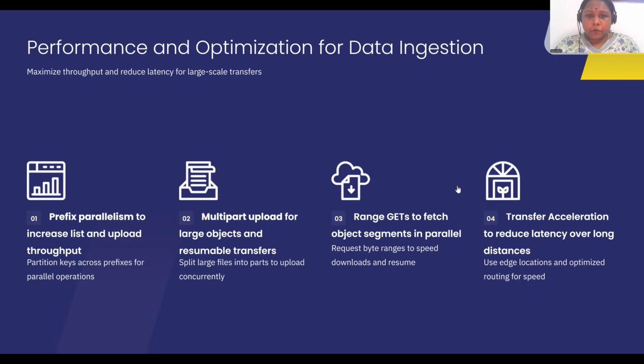Then comes performance and optimization for data ingestion. When working with large-scale data ingestion into Amazon S3, performance optimization is critical to maximize throughput and reduce latency. First, prefix parallelism helps increase upload and list performance. By spreading objects across multiple prefixes, S3 can handle many requests in parallel instead of bottlenecking on a single prefix.